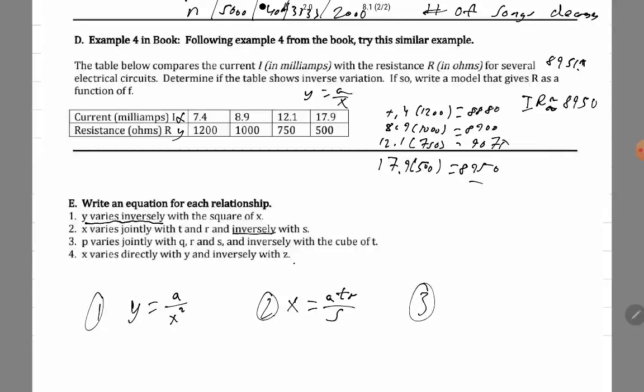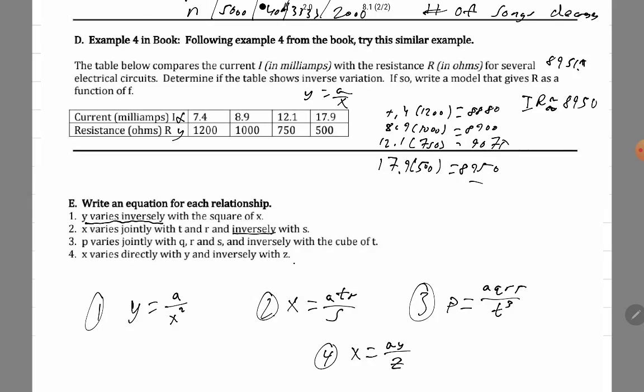Okay. So P varies jointly with Q, R, and S. Don't forget to put a, Q, R, and S. And inversely with the cube of T. And then lastly, x varies directly, that means a y. So if it's directly or jointly, they go on top. And inversely on the bottom.